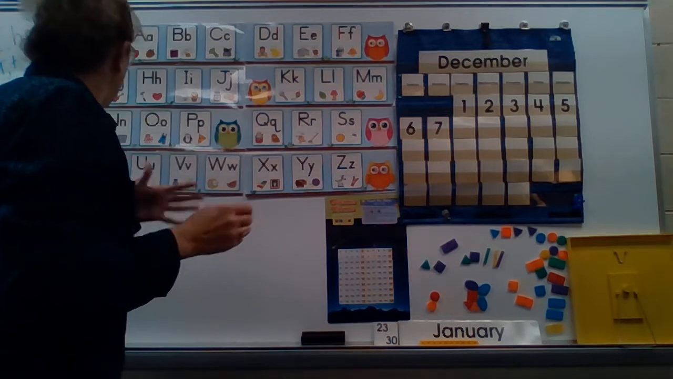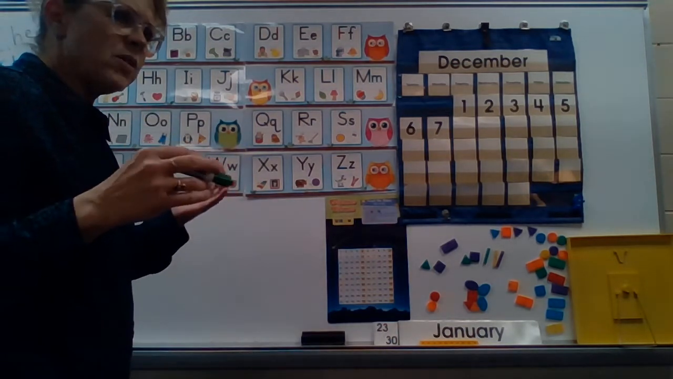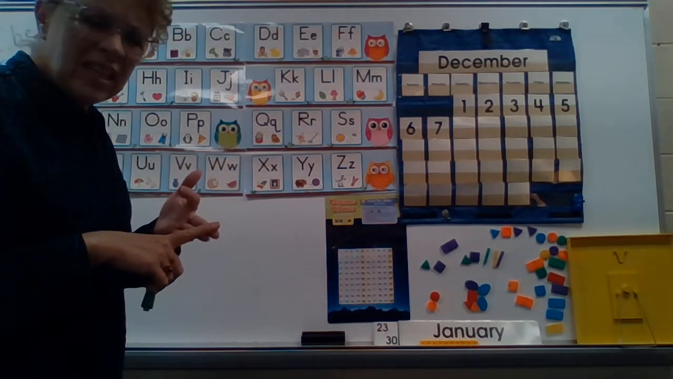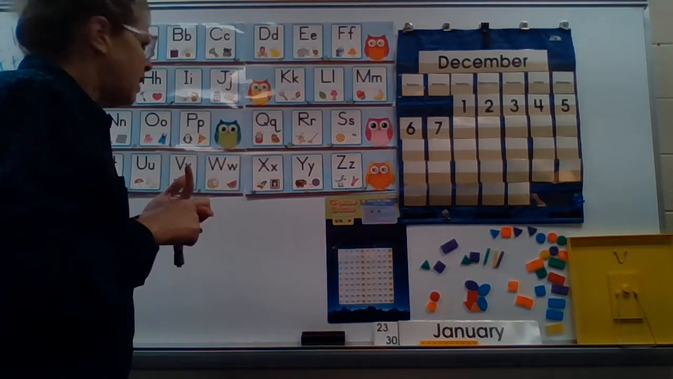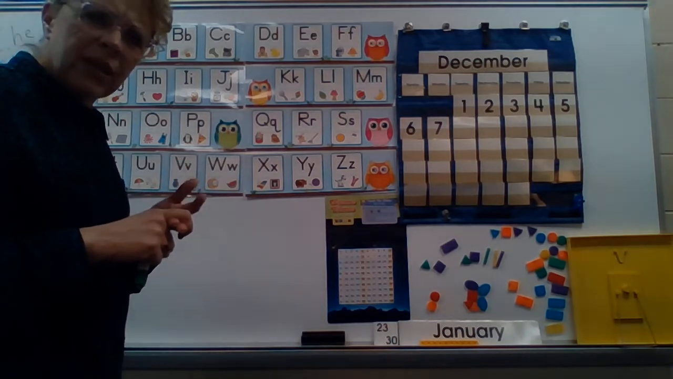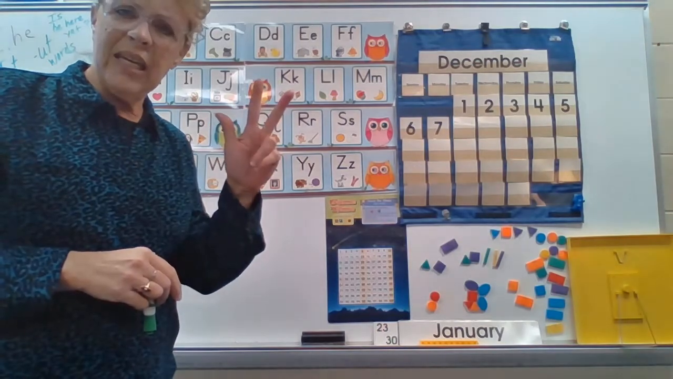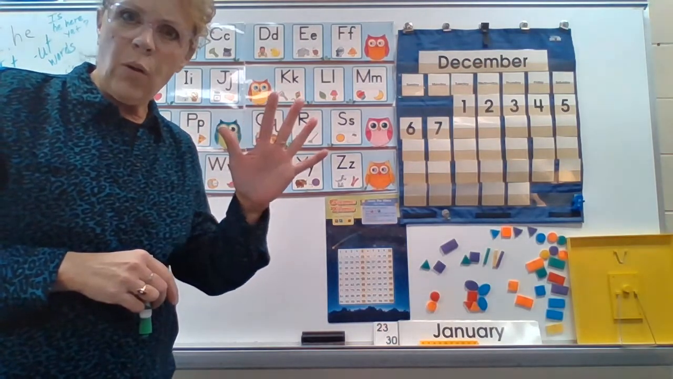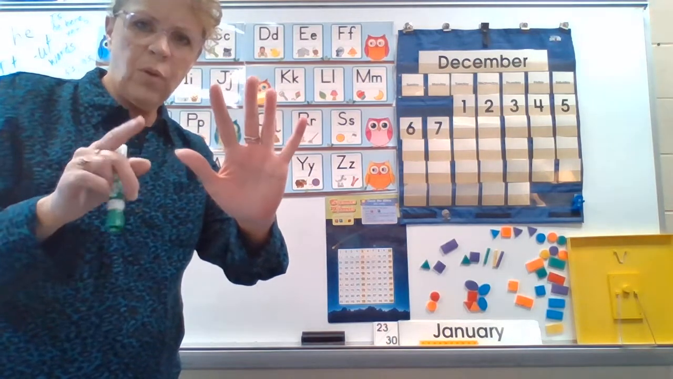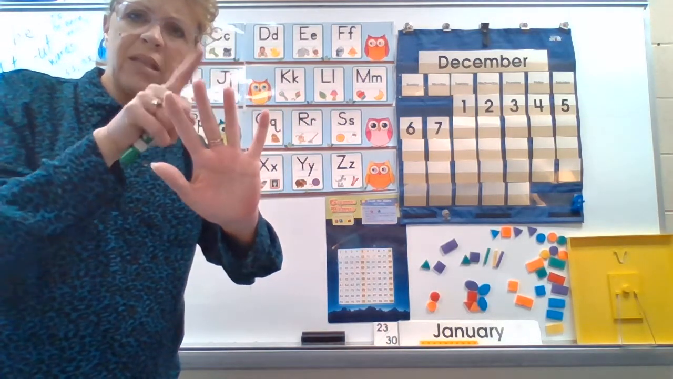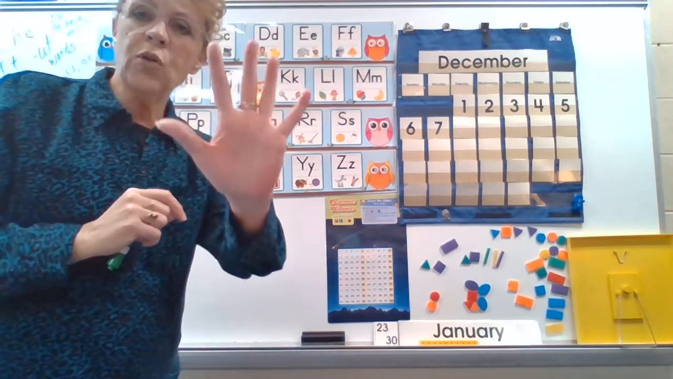We used some sight words last week, A and C, and I think I'd like to use those again today in a sentence. So I think my sentence today is going to be, come and see an owl. How many words? 5 words. Come and see an owl. All right. First word's come.